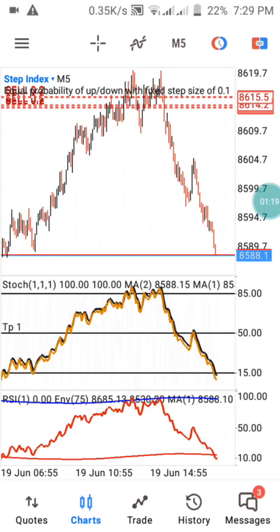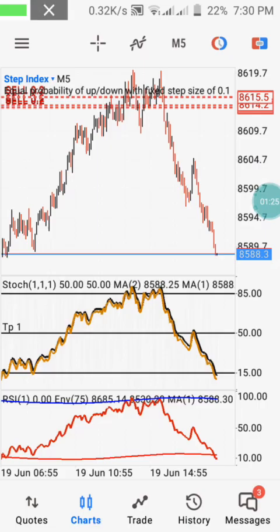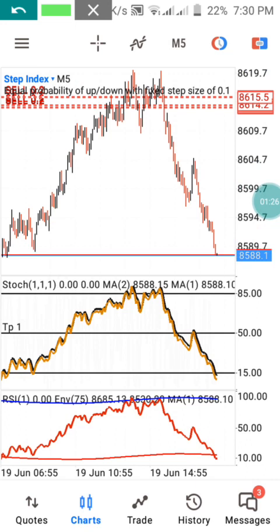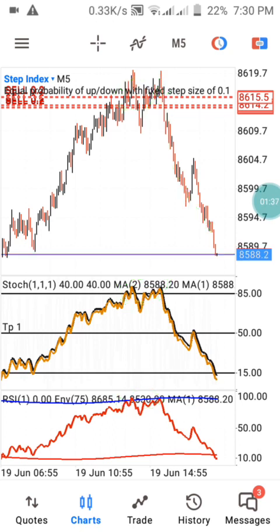So guys, let me show you exactly how this strategy works, and before I show you the settings, you need to apply these two indicators together, and that is where you are going to find an accurate time to trade successfully in step index. I advise you to use this strategy on the 5-minute time frame, because it works better and more accurately on 5-minute time frames.